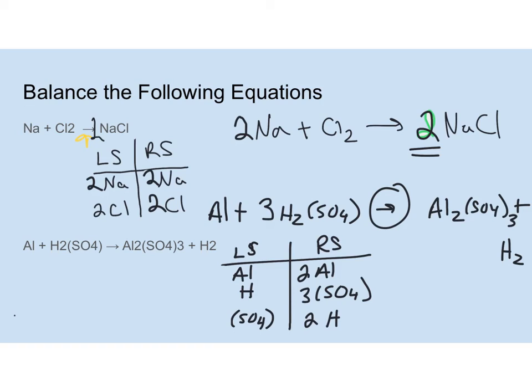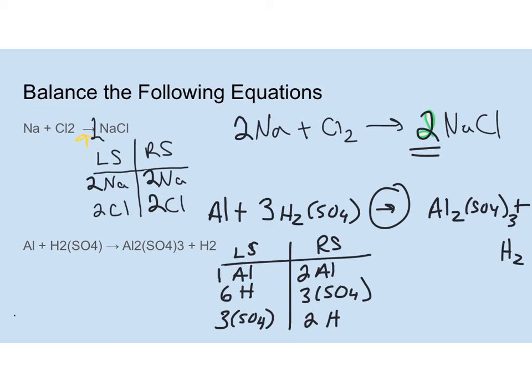Okay, I've got to readjust all these numbers and say, how many aluminums do I have on this left side? Oh, I still have 1. That hasn't changed. How many hydrogens do I have now? I have 6 hydrogens. And then how many SO4s do I have? I've got 3 SO4s. So now my SO4s have all matched up. My hydrogens are out of whack and my aluminums are out of whack.